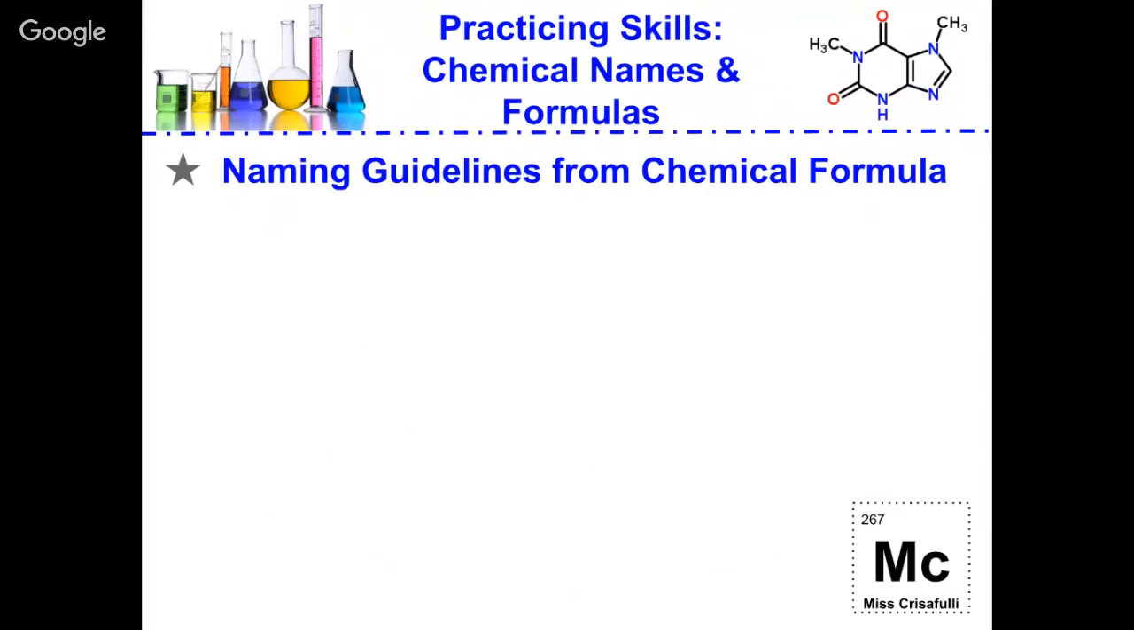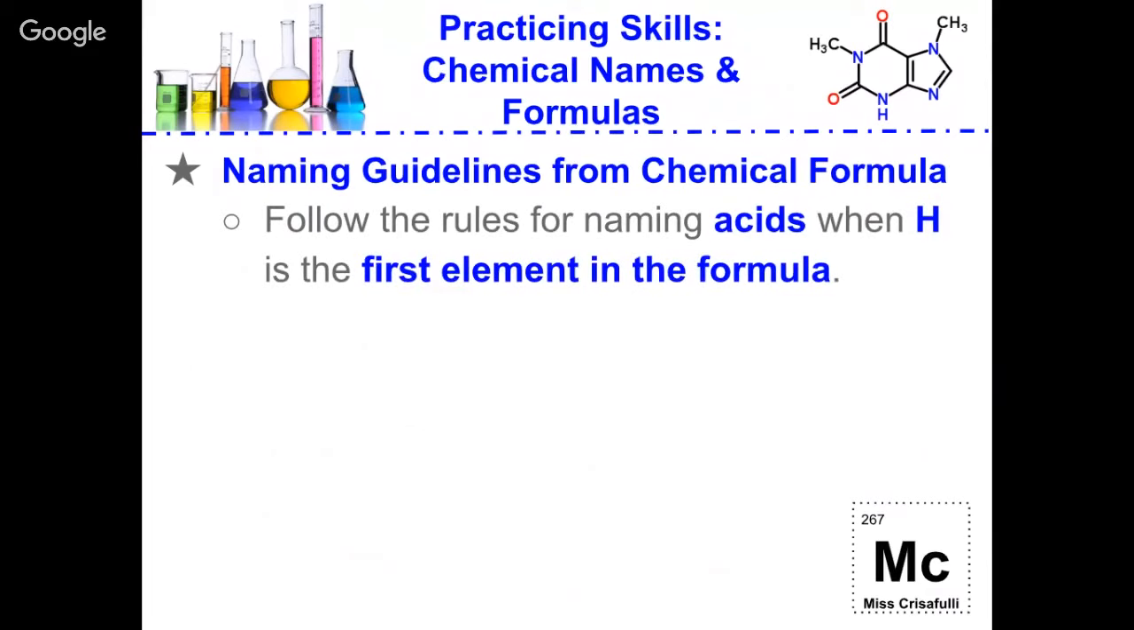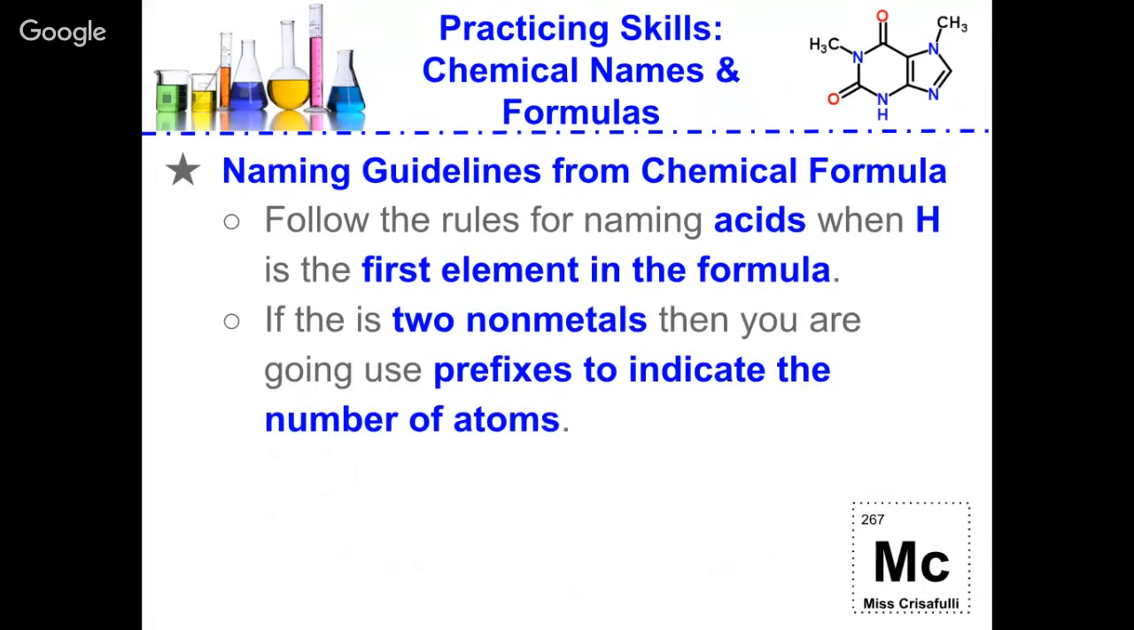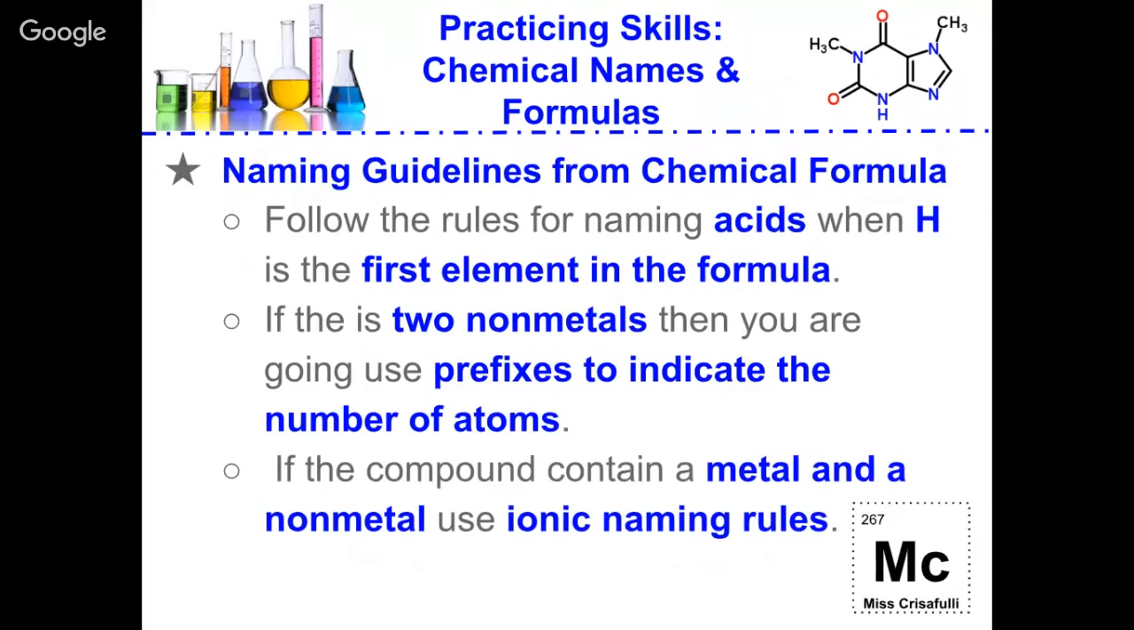This naming chapter has been very hard for a lot of you because we're not doing what we need to be doing outside of class, but also we're not grasping how to do this. So let's come up with some very generic guidelines for writing names based on a formula. You follow the rules for naming acids when you have an H as the first element in the formula. If you have two nonmetals, then you use prefixes to indicate the number of atoms for each element. And if you have a compound that contains a metal and a nonmetal, or a metal and a polyatomic ion, then you use ionic naming rules.